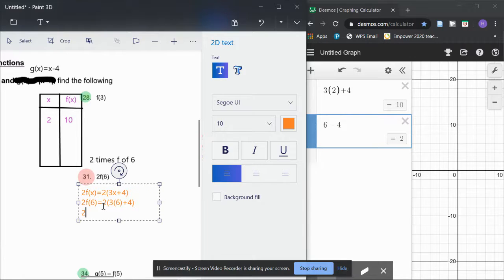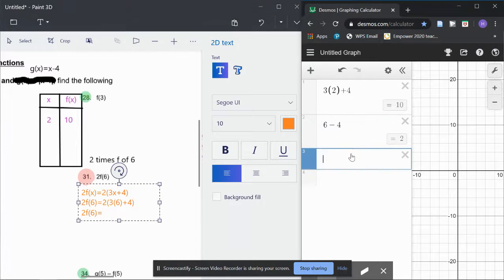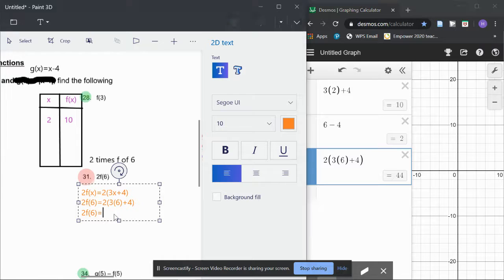So then 2 times f of 6 equals, I personally think the easiest way to figure this out is, again, plug it in your calculator, use your phone calculator if that's easier. Just make sure you keep your parentheses and multiplication in the right spots. So if we do 2 times 3 times 6 plus 4, we get 44. So that's all it is. We can say that 2 times f of 6 equals 44.